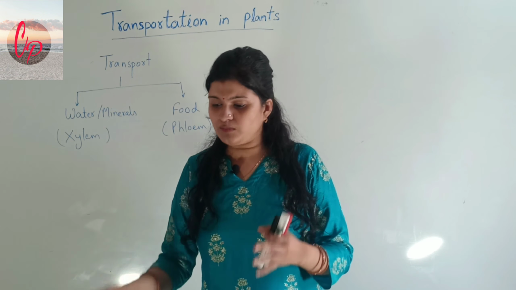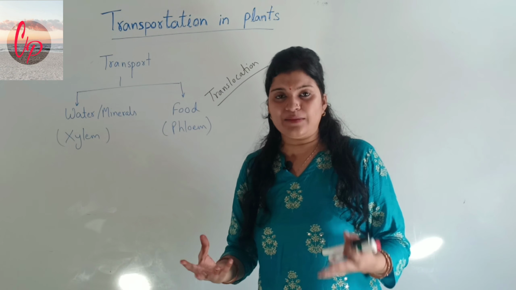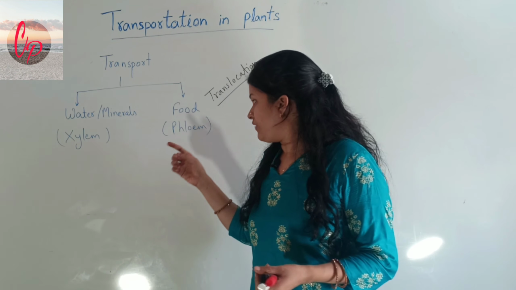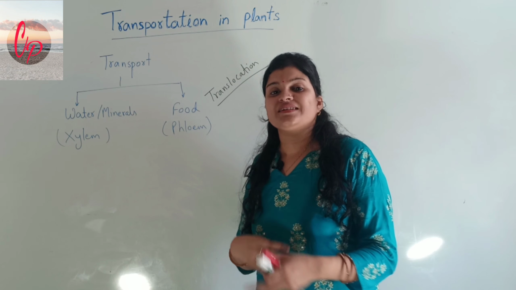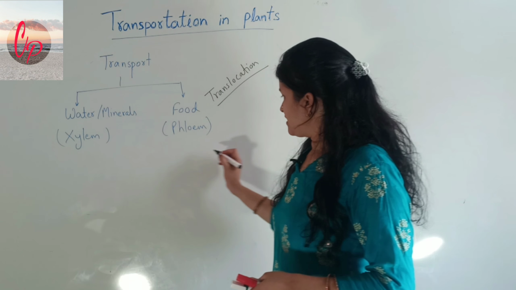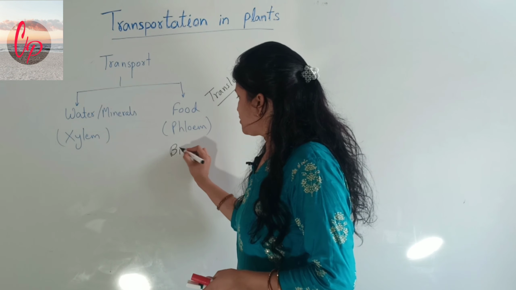But when we talk about food transportation, it is made in the green parts of the plant and it is transported to all the non-green parts. The non-green parts can be present in the lower part and also in the upper part. So when we talk about the function of phloem vessels, it is bidirectional. This can be considered as one difference between these two. This one is bidirectional and this one is unidirectional.